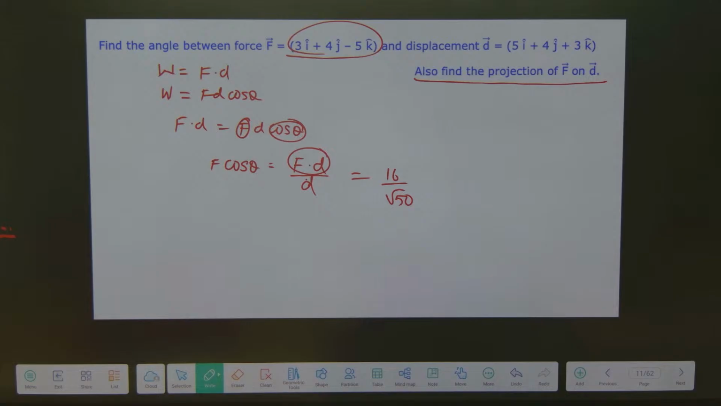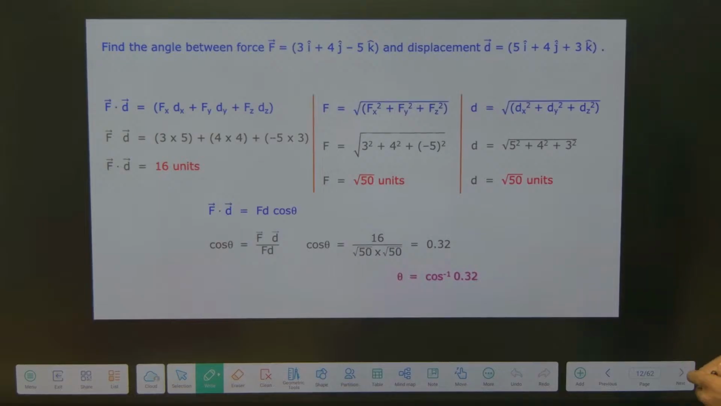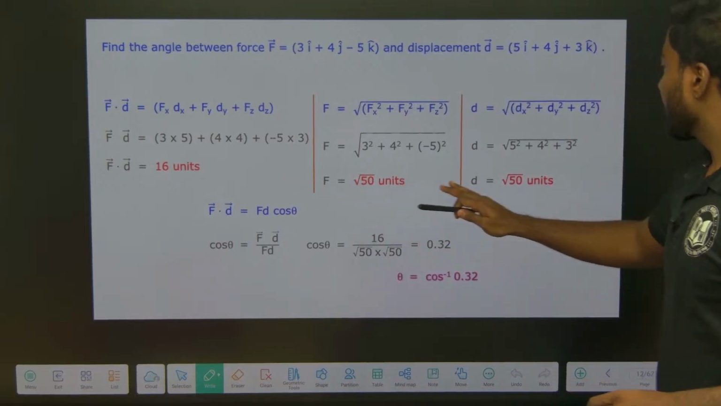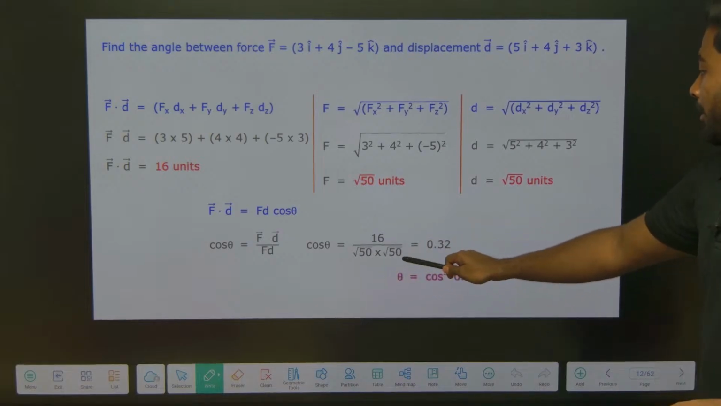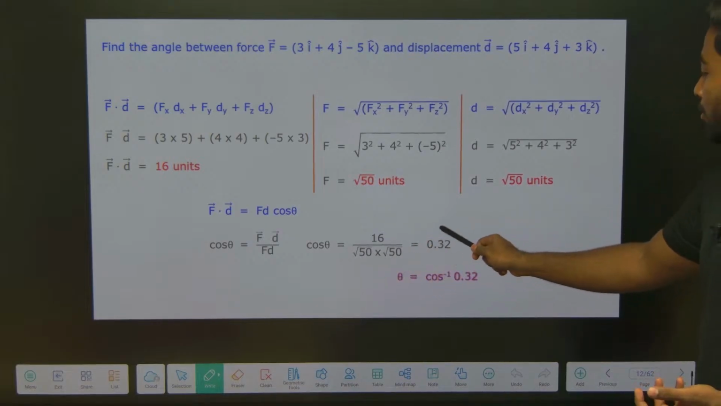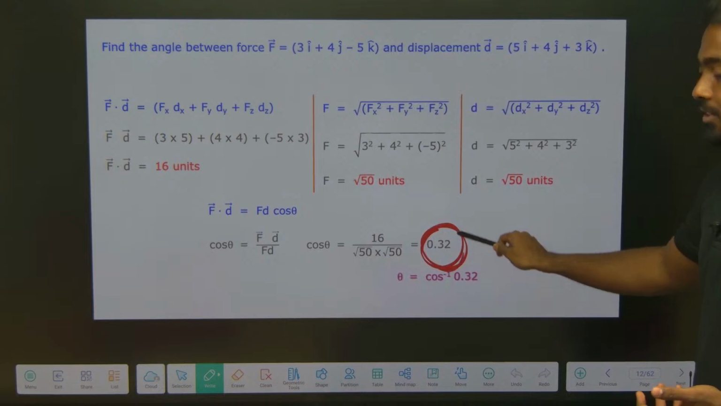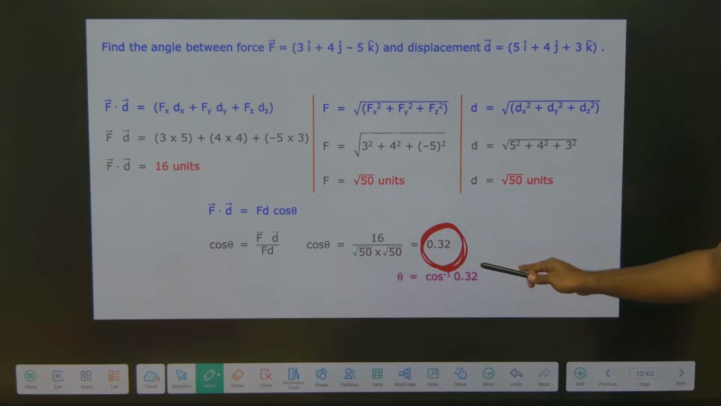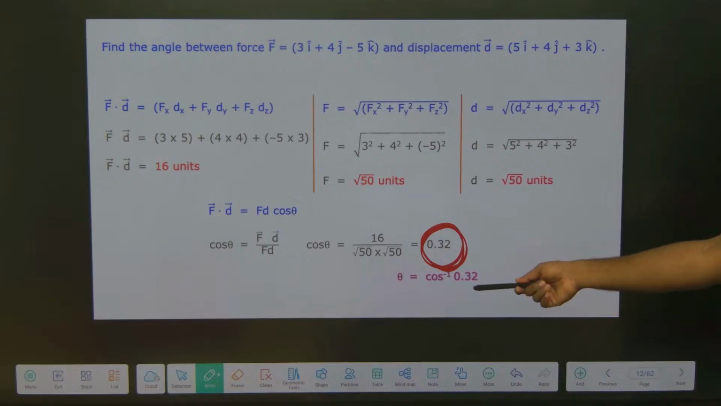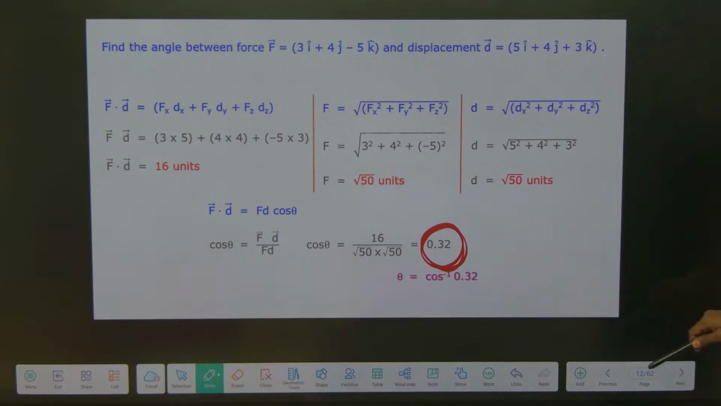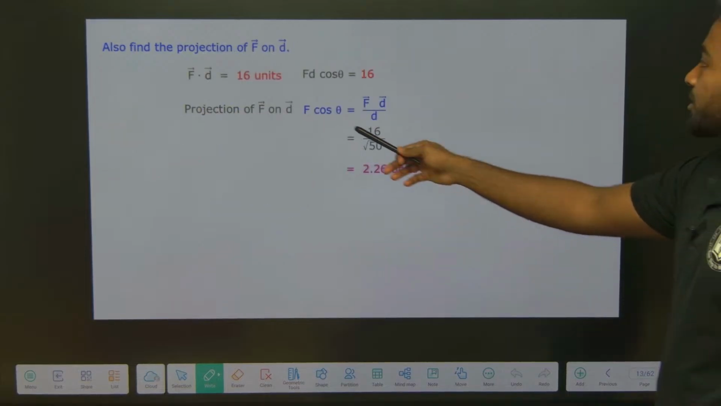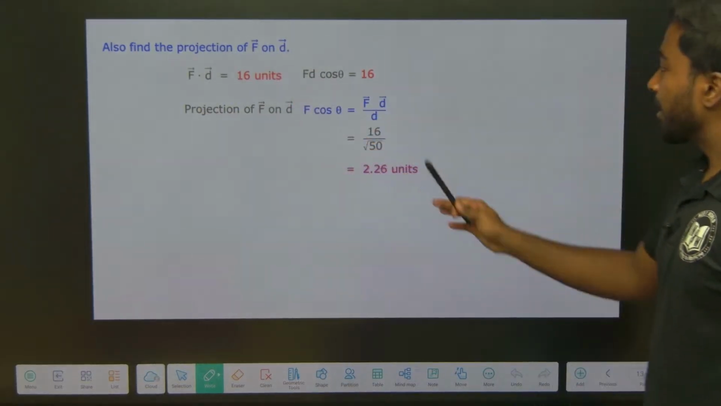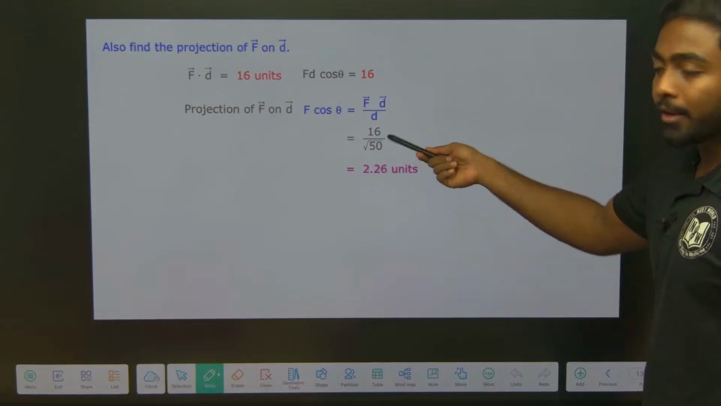Done? Okay. So the next question is, yeah, so these are the answers. 16 by root 50, and we got 16 by root 50. They have given the simplification, we have stopped at 5 by 8, sorry, 8 by 25. So theta will be equal to cos inverse of 8 by 25. The next one is the projection of F on D. The same thing, we got 16 by root 50.